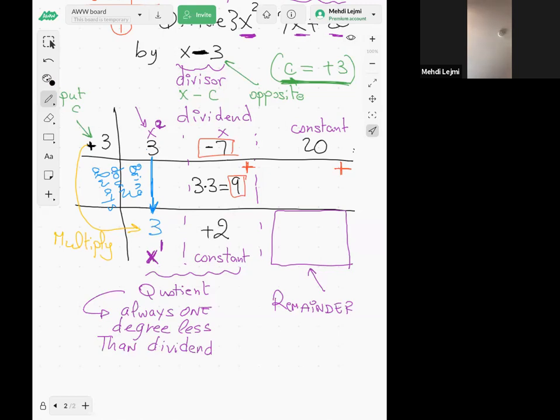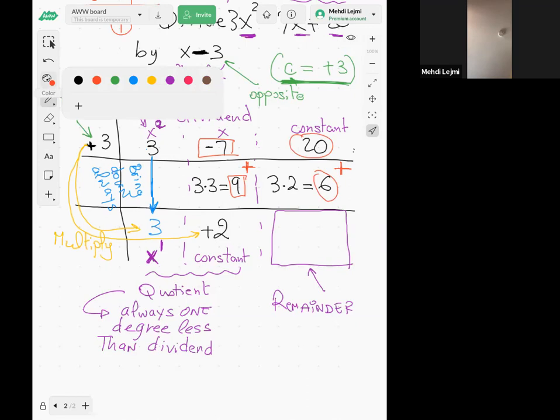Okay. And then next, again, we multiply. So we have to multiply the last row by the number C. So this 3 here times this positive 2. That would be positive 6, right? So next column, we're gonna have 3 times positive 2. That's equal to 6, right? And then we're gonna add, so this 20 here to the 6. 20 plus 6, that's 26. So we're gonna have here 26.